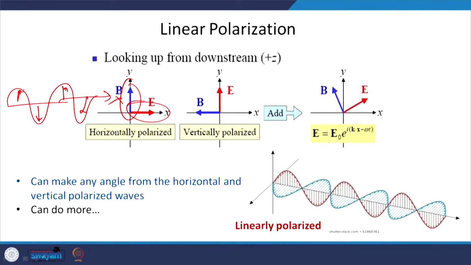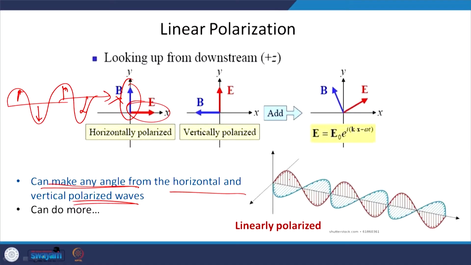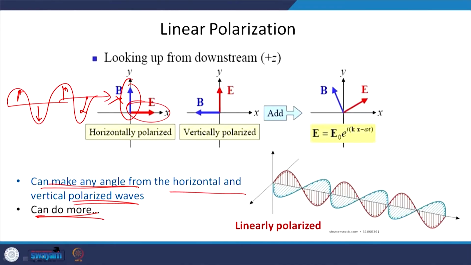And if you add them together, you find any polarization. You can make any angle from the horizontal and vertical polarized wave like this. So, if a wave is traveling in this direction, it will have orthogonal electric and magnetic fields, but the polarization can be any direction, any angle from x and y. And not only that, we can do more also. How?